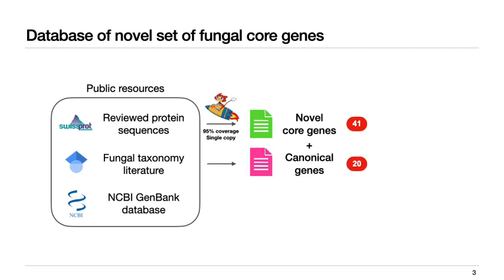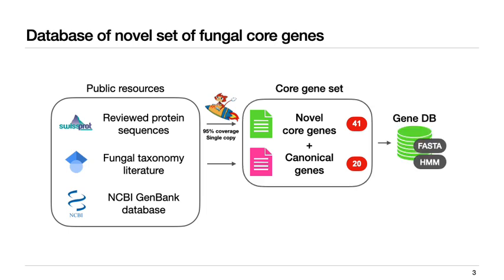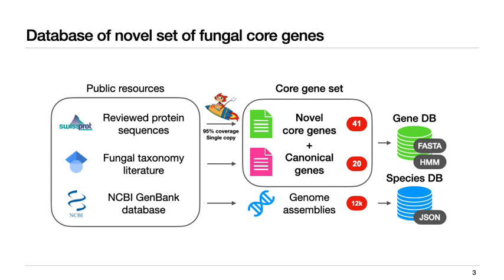On top of this, from fungal literature, we added 20 genes that have been canonically accepted. These 61 genes were defined as a set of core genes, which was then compiled into a database with relevant sequences and hidden Markov models. For this analysis, we used 12,000 genome assemblies from GenBank, from which we extracted the core genes we defined and stored them as a species database.